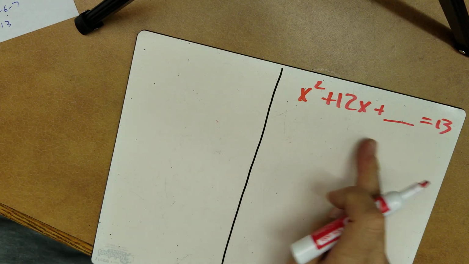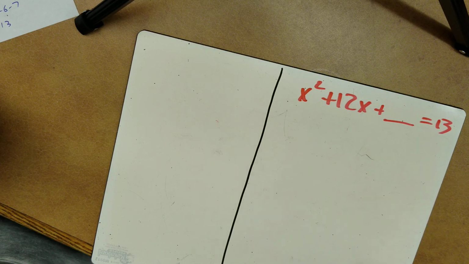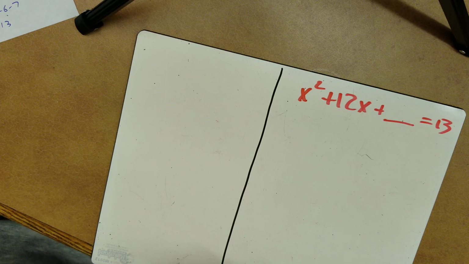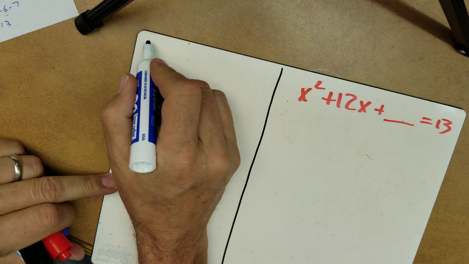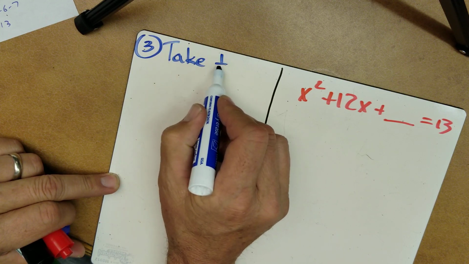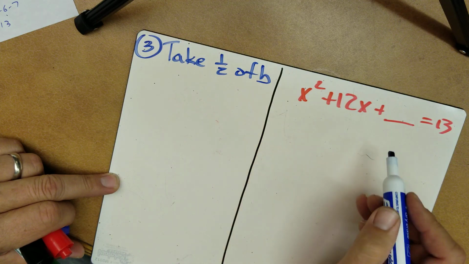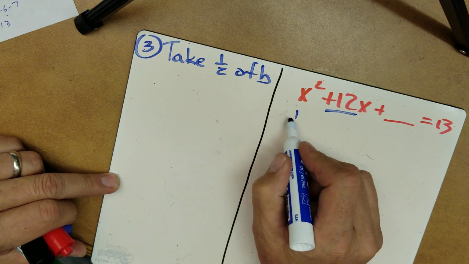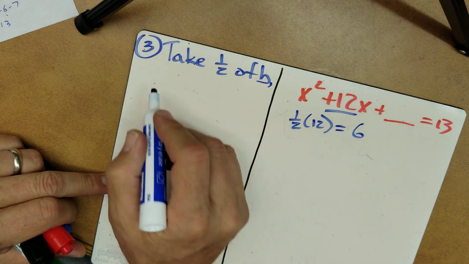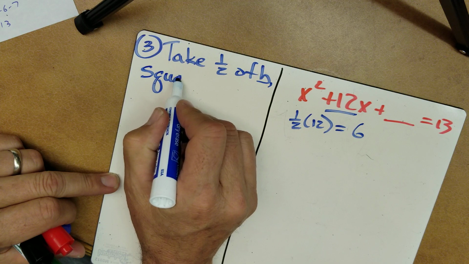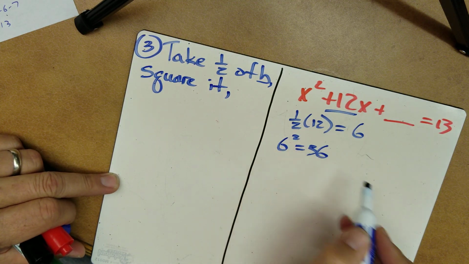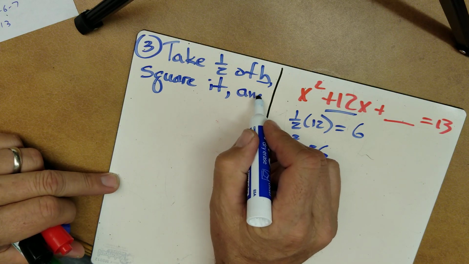All right, as I said, you probably already know what number goes there, but I'm going to show you what it is. It's 36, but the question is how do you get it? Because that's really important. Well, here's what you do. You take half of b. Here's b. What's half of 12? Of course, it's 6. So you take half of b, square it. 6 squared equals 36. And add it to both sides.